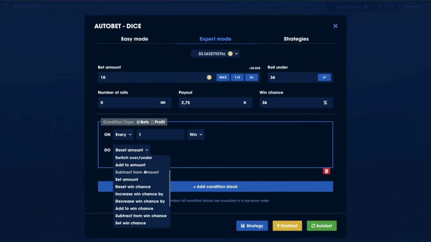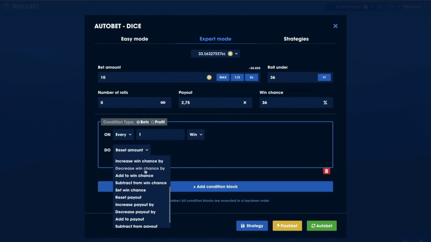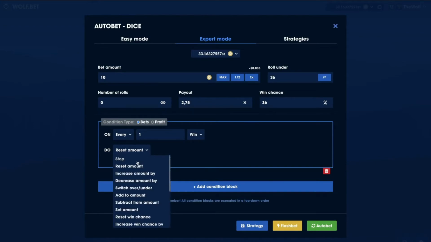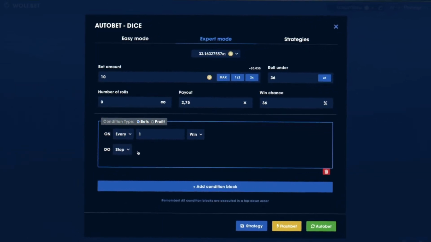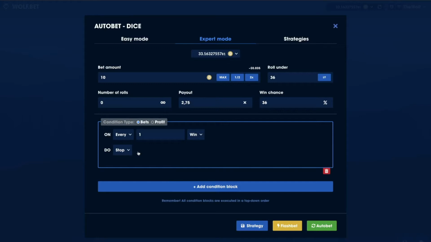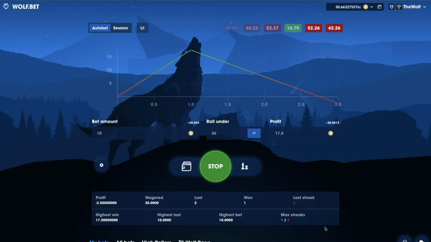You have 20 actions to choose from to apply into your Autobet strategies. Let's start with the first one. When you choose stop, your Autobet will stop when it matches the event you set. For example, if you set your bet to stop on the first streak of 3 losses, when there is a streak of 3 losses in a row, the Autobet stops completely. Just watch.